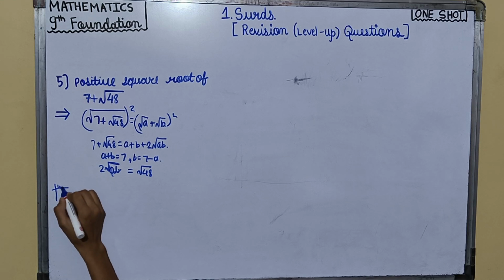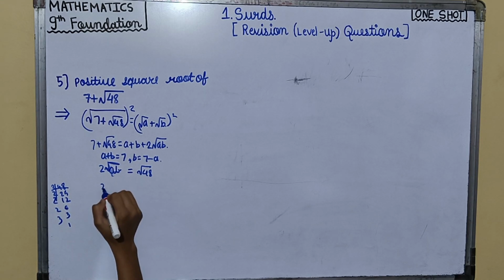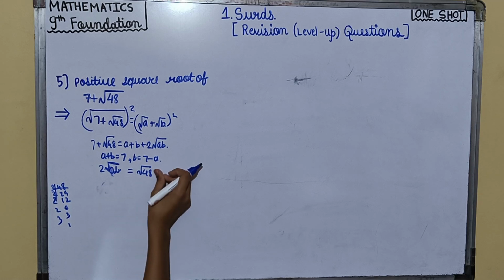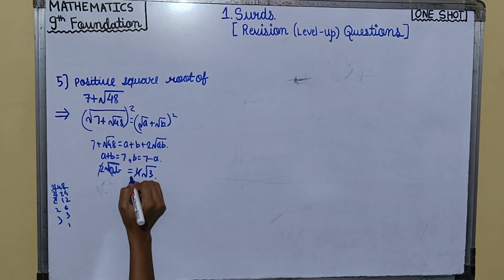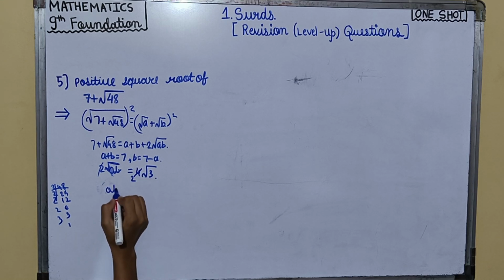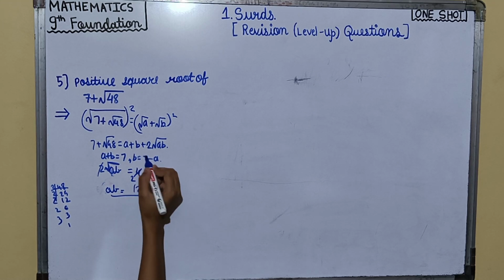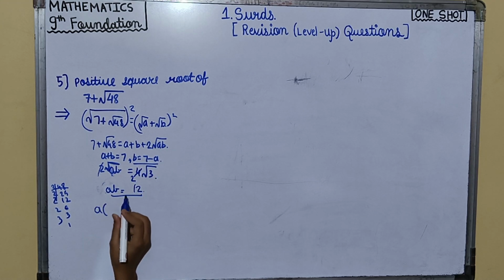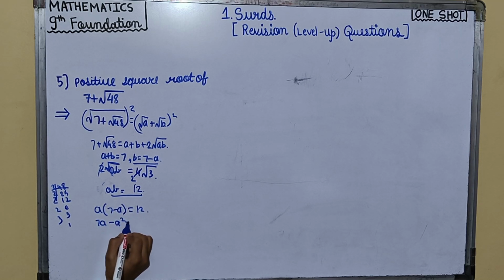Root 48 after factorizing will get 4 root 3. So 2 root ab would be equal to 4 root 3, which means ab would be equal to 2 into 3, that is 12. a multiplied by b's value, 7 minus a, equal to 12. 7a minus a square would be equal to 12. a square minus 7a plus 12 would be equal to 0.